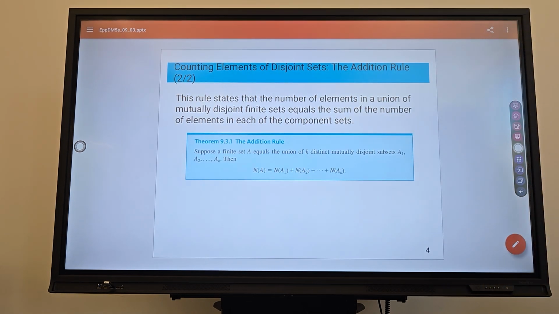This rule states that the number of elements in a union of mutually disjoint finite sets equals the sum of the number of elements in each of the component sets. So n of A, if it's a finite set, is the sum of the number of elements of each of the disjoint subsets added together.